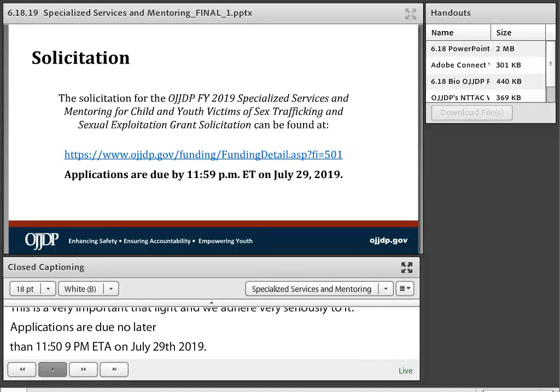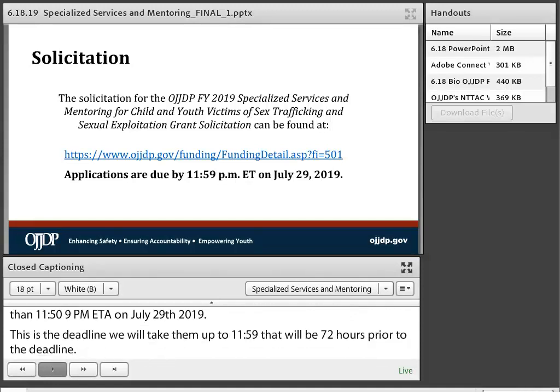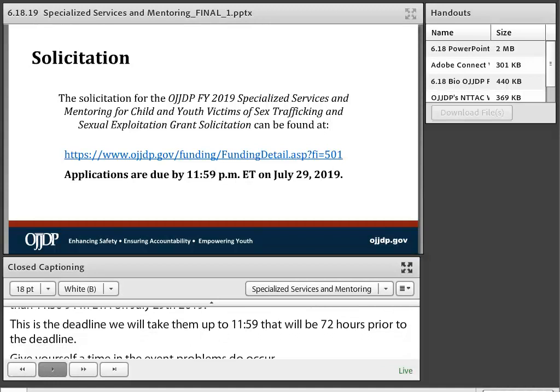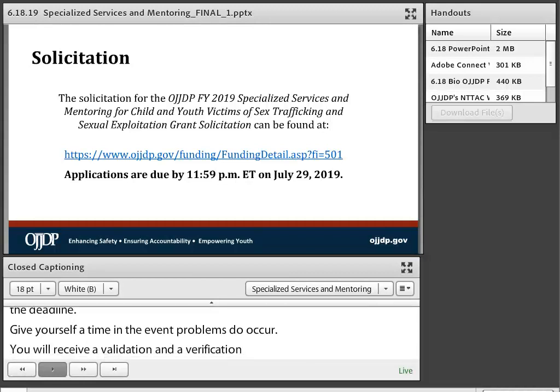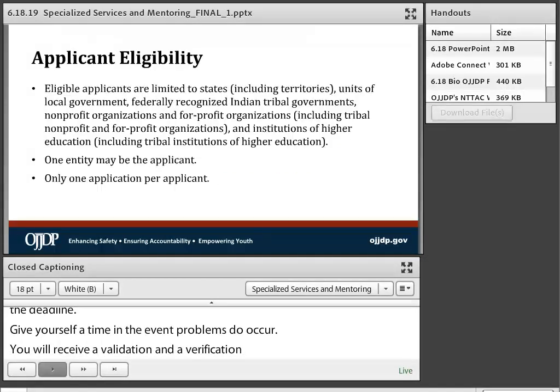You will receive a validation and verification notice from grants.gov. So if there are issues, this will give you ample time and opportunity to fix whatever issues there may be and get it submitted so that we can take a look at your application in a timely manner.